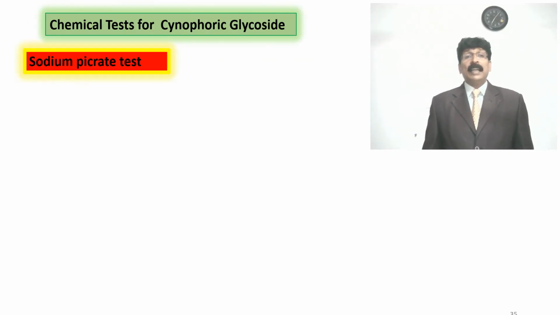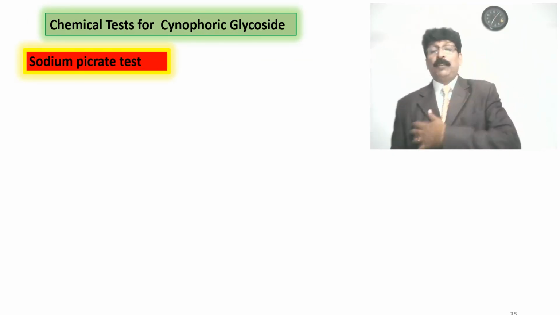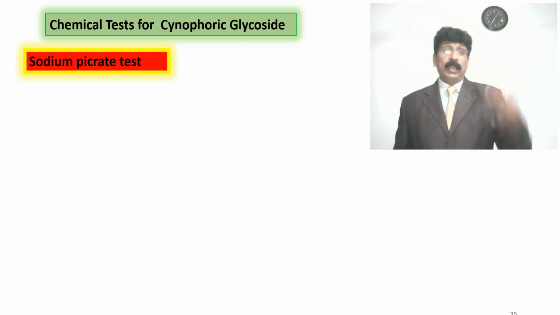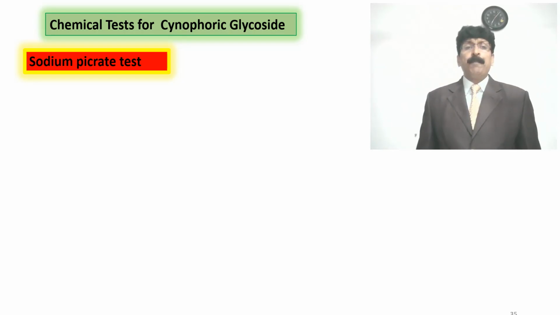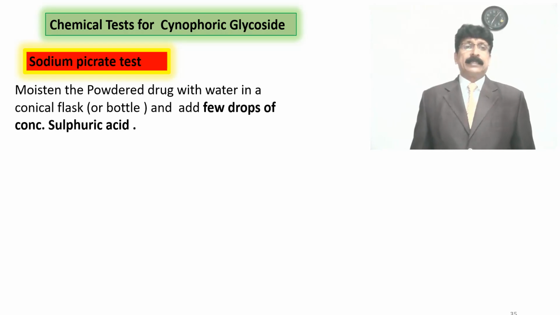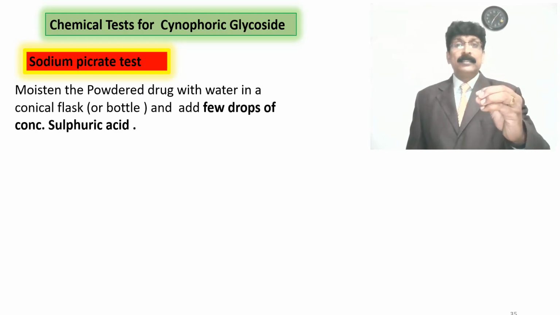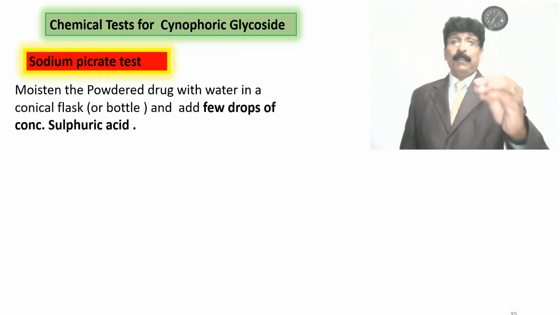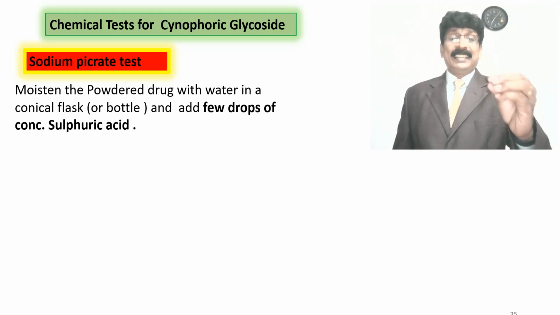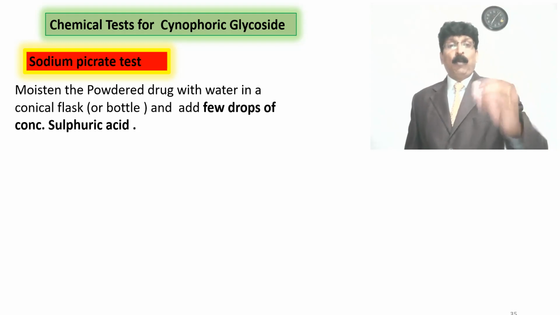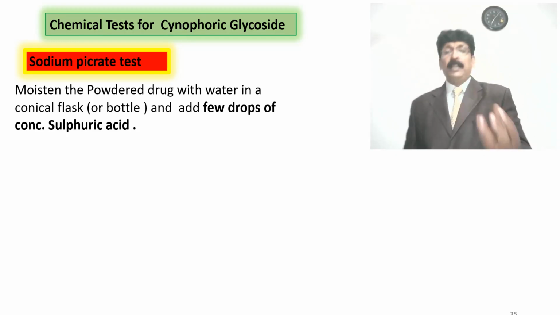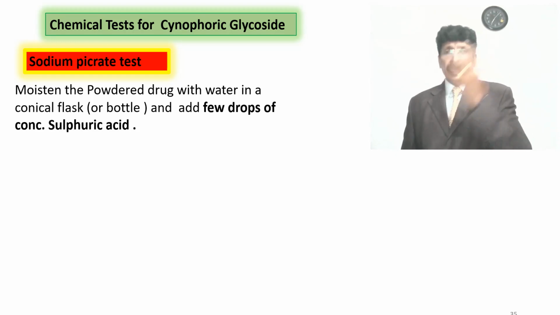Cyanophoric glycoside. In cyanophoric glycoside, there is only hydrogen cyanide, not as in the previous one, coumarin. Here, the sodium picrate test. Moisten the powder which you want to keep in the test tube or in the bottle. You have to moisten the powder and keep it in the flask. It's an interesting test which can be performed in the lab. The powder of the drug is moistened in water in a conical flask or in a bottle, some provided testing bottle, Borosil, a bigger bottle with a cork.